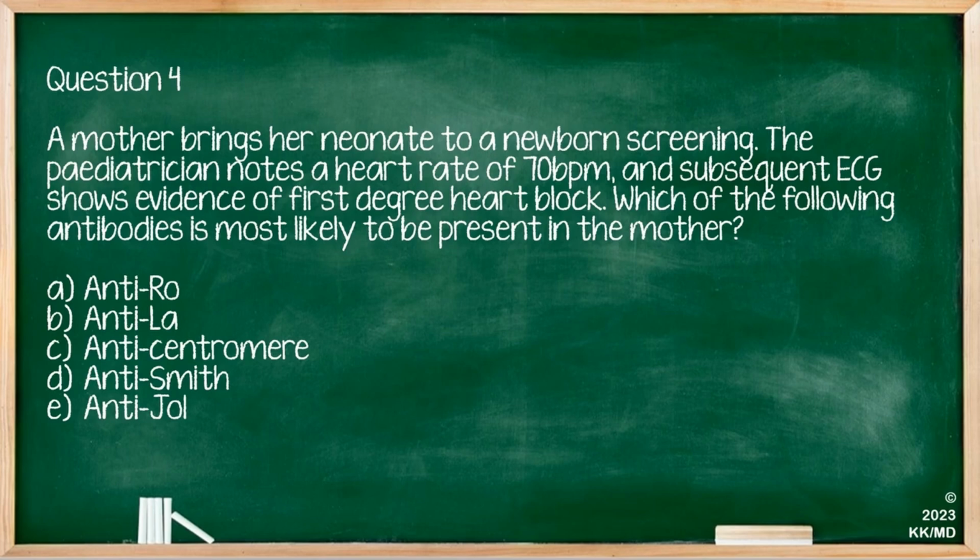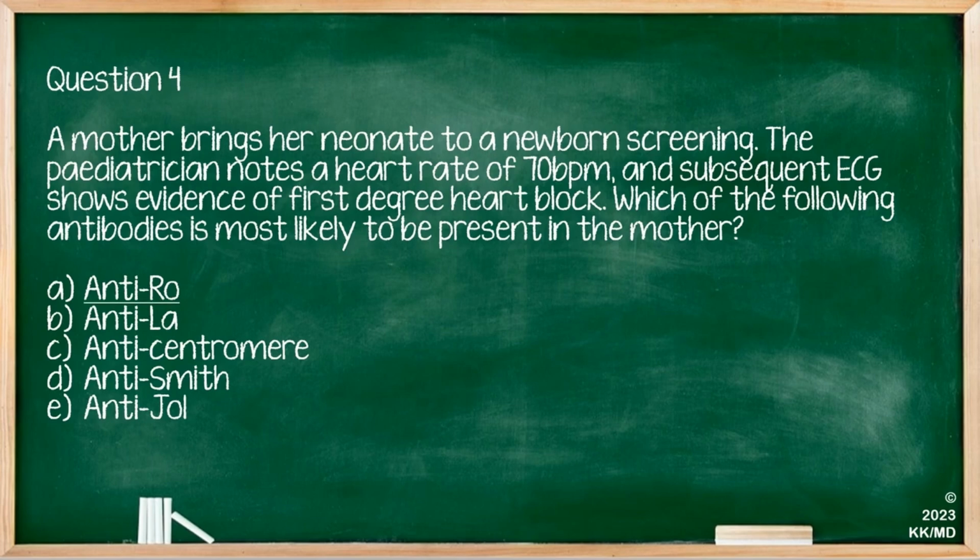So hopefully you have picked up on the fact that the heart rate of 70 beats per minute is very low for a neonate, even though obviously it's quite normal for an adult. And this is clearly trying to hint at a potential passage of antibody from mother to neonate. And if you remember, we did mention, especially when we were talking about Sjogren syndrome, that mothers who are anti-Ro positive have quite a high risk of passing that through their placenta to the baby. Therefore, anti-Ro is the correct option in here.